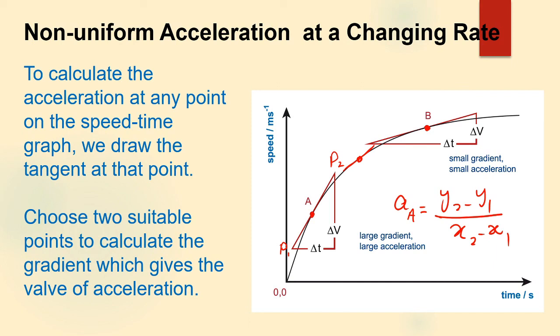Another way to see the acceleration is to look at the angle. If the angle is bigger, that means it has a high acceleration on the speed-time graph. And if the angle is smaller, that means it has a small acceleration. So we have two ways to see the steepness of the gradient: we can measure the angle, or we can observe the angle and decide about the value of the acceleration, whether it is a large acceleration or a small acceleration.